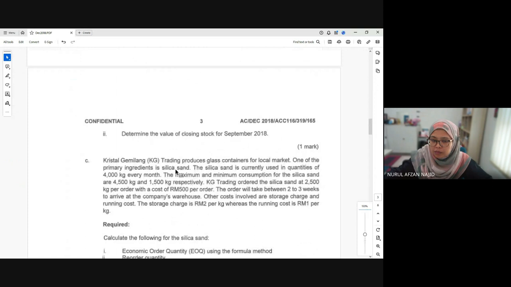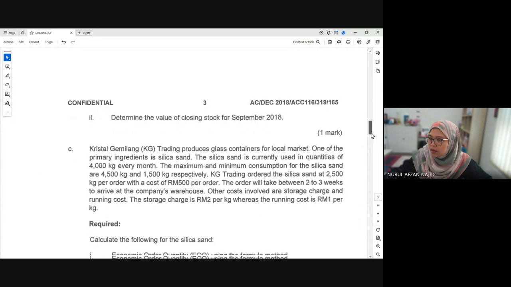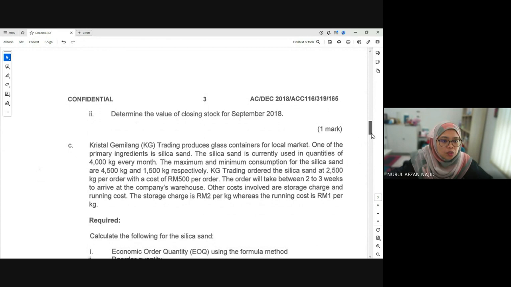Okay, jadi crystal gemilang kat situ, dia kata crystal gemilang is a trading company, produces glass containers for local market. Okay, glass container. And one of the primary ingredient is a silica sand. So this is the primary ingredient. Primary maksudnya ingredient yang penting untuk you produce the glass tu adalah silica sand. So the silica sand is currently used in quantities of 4,000 kg every month. Currently, every month dia gunakan 4,000 kg.